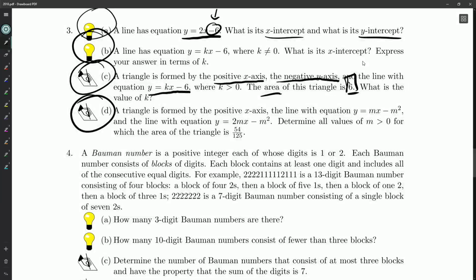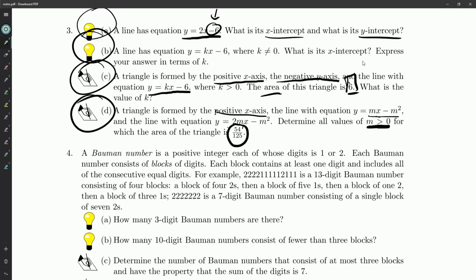Okay, D part. A triangle is formed by the positive x-axis. Good. The line with equation y equals mx minus m squared. Interesting. And the line with equation y equals 2mx minus m squared. So same y-intercept, just one of them has double the slope. And we want to determine all values of m greater than 0 for which the triangle has an area of, is that 54? Yeah, 54 over 125. Okay, odd numbers to choose, but that's okay.